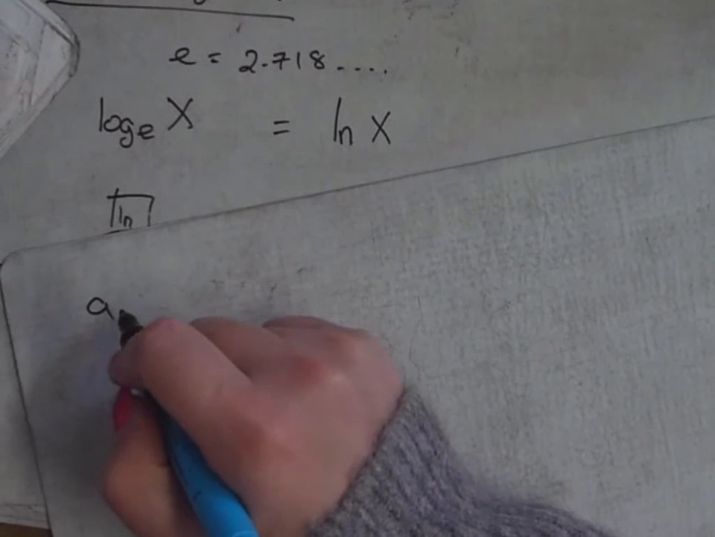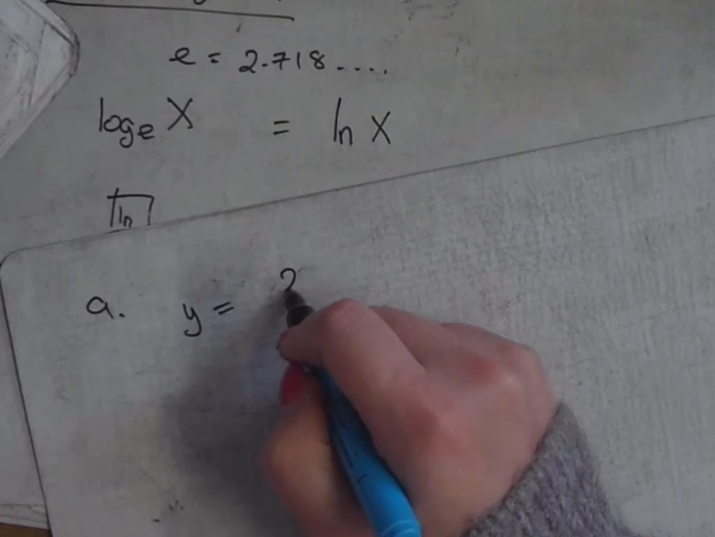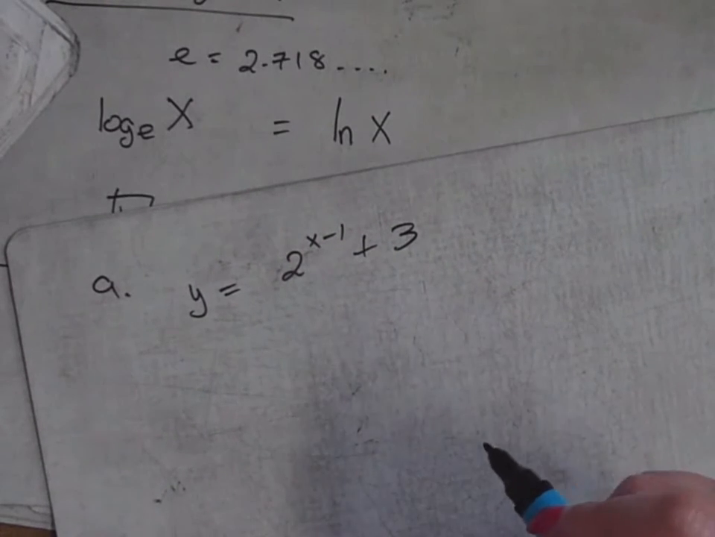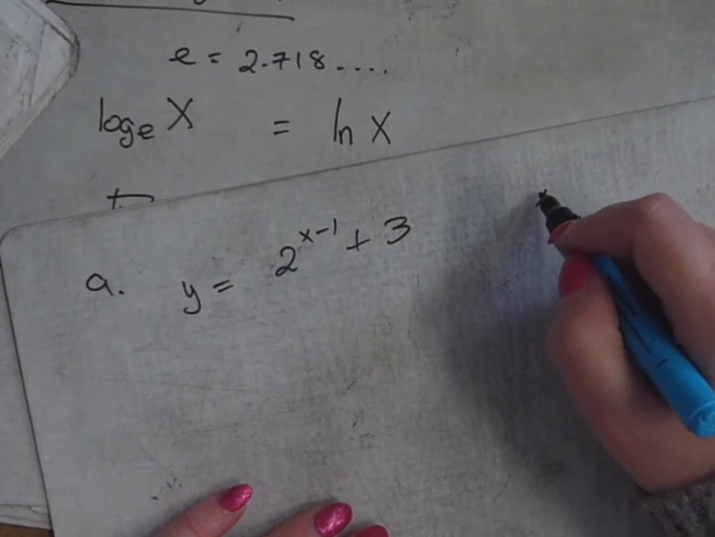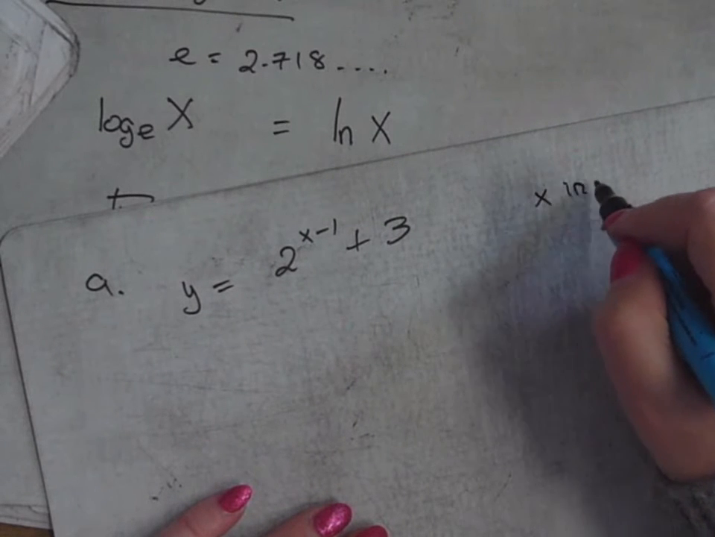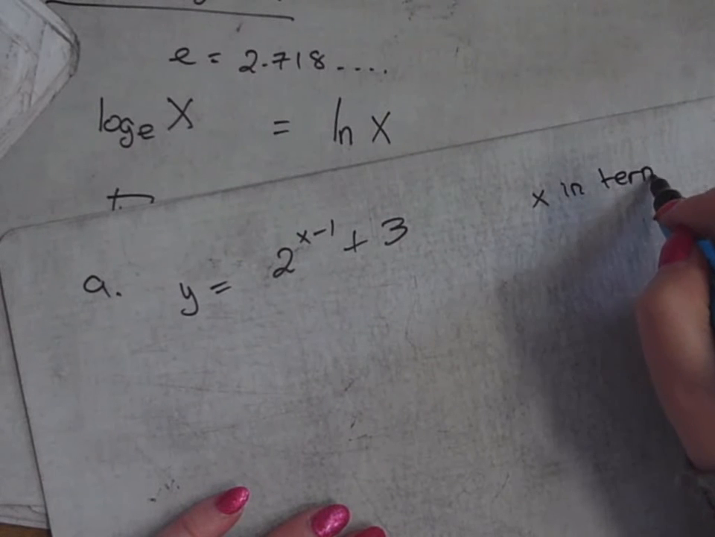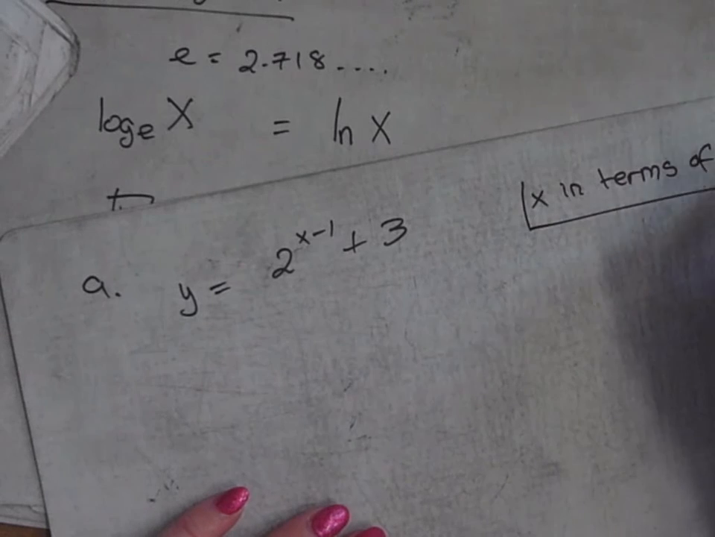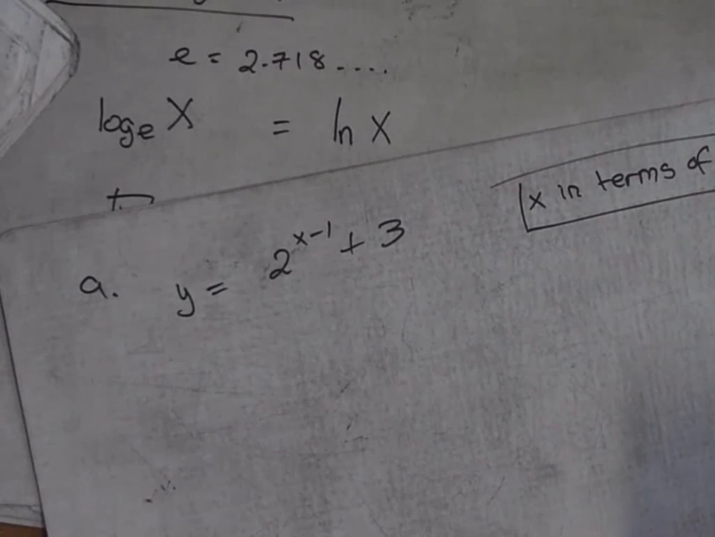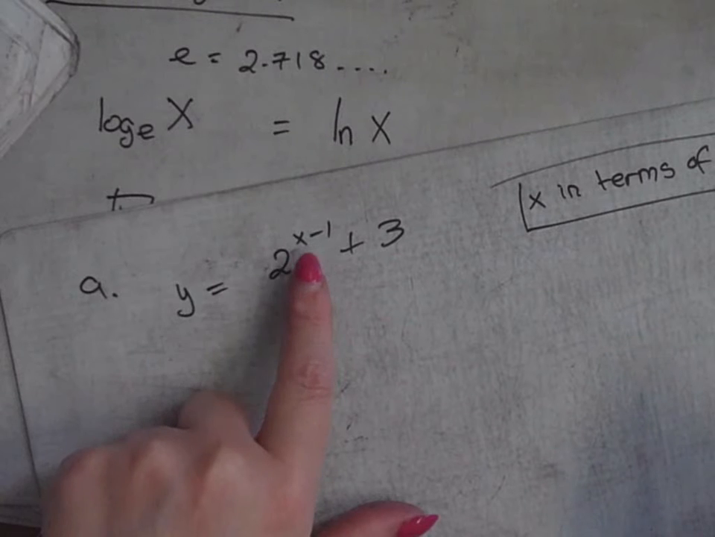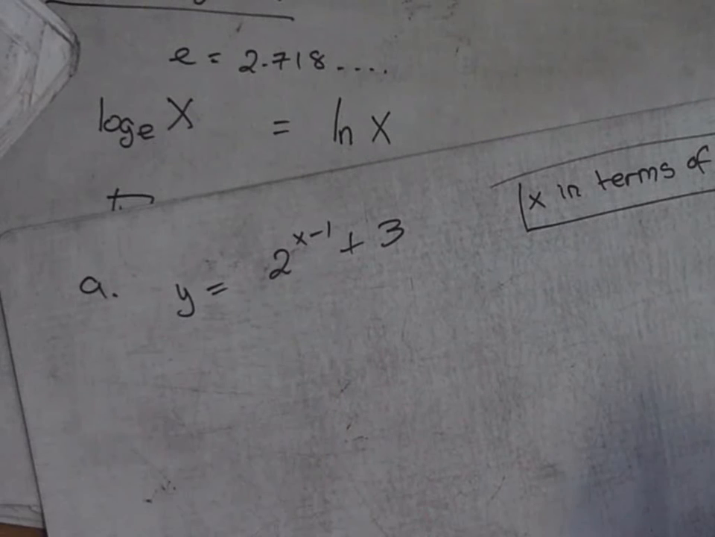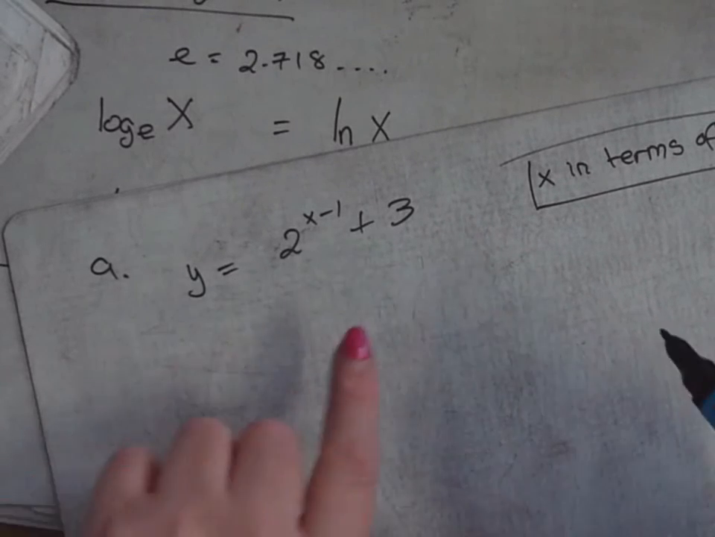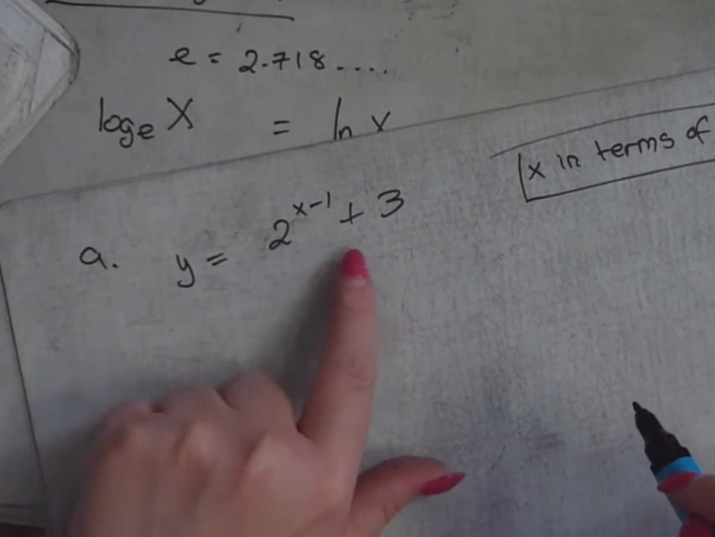Number 9 says y equals 2 to the power of x minus 1, plus 3. Express x in terms of y. So you want x in terms of y. So my last line is going to read x equals a load of stuff, x equals everything else. So I have to get that x down. Okay, so what I need to do is bring that 3 over, so I just have the power by itself.